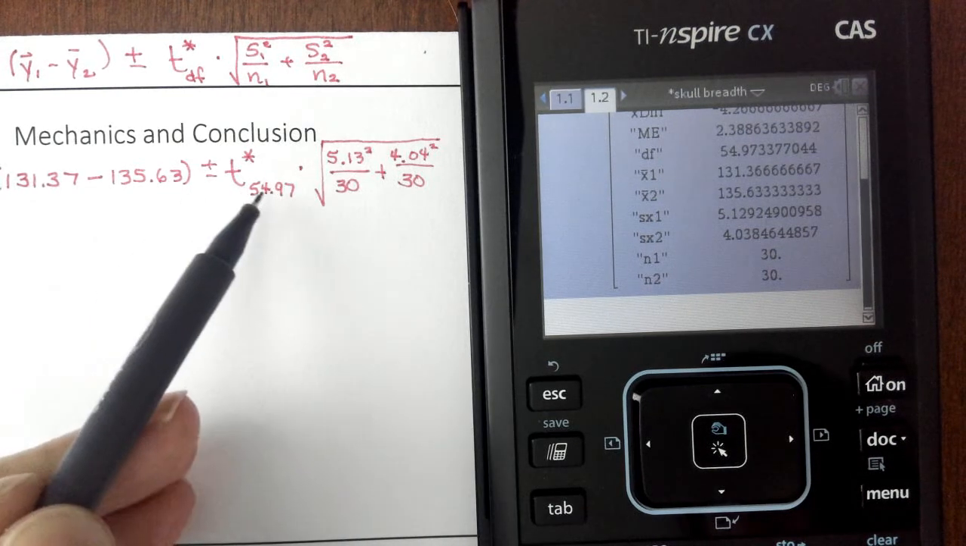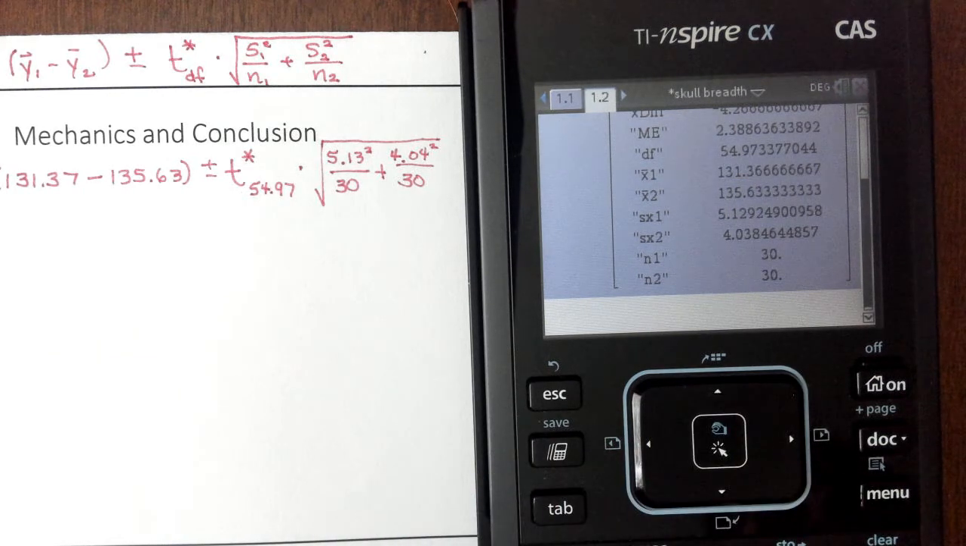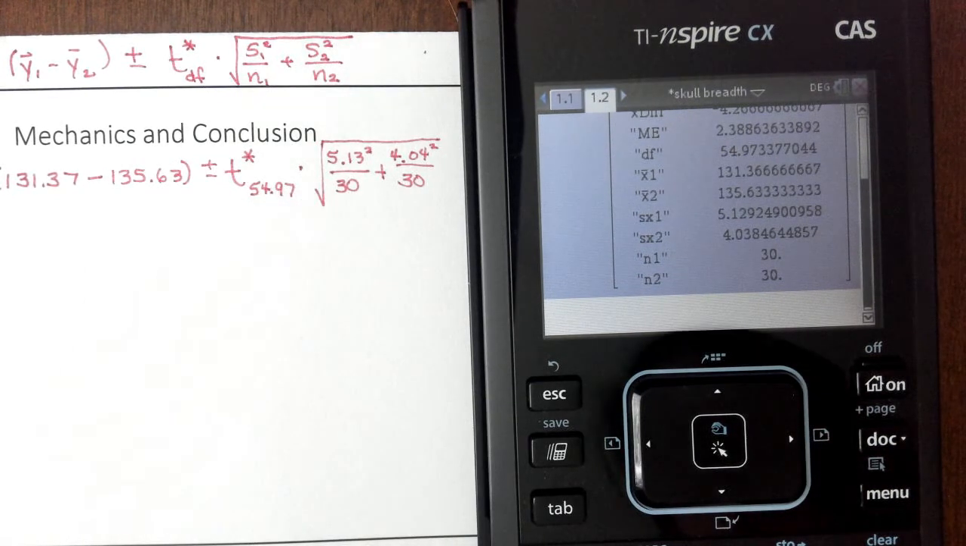So notice that I didn't actually crunch that t star. I don't know what that actual number of standard deviations from the mean is. I'm not worried about it. On the two sample ones, because it's so heinously messy, we don't worry about communicating that.